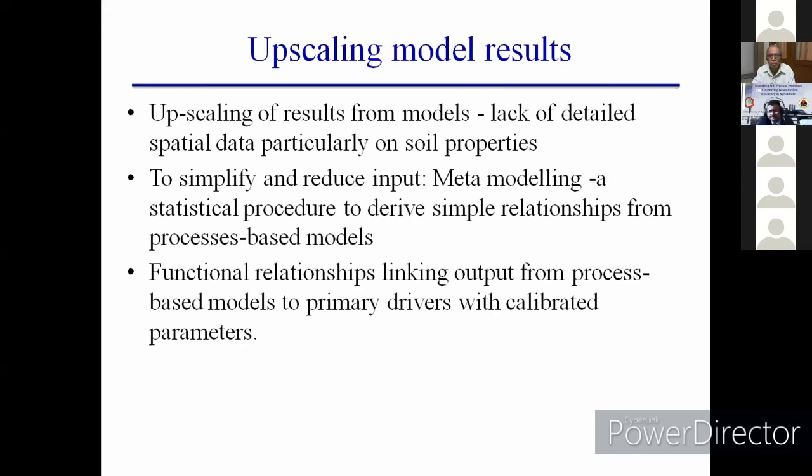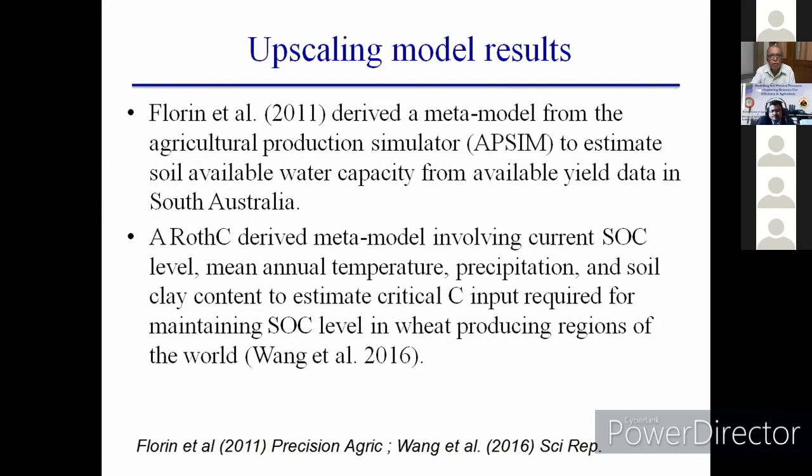Those who are interested can go for all these things. There are two good examples I am putting up for those who want to see. There's a paper from Florin in Precision Agriculture in 2011, and one from Wang, where they use meta-modeling with the Rossi model and the APSIM model. They use meta-models to generate more data.